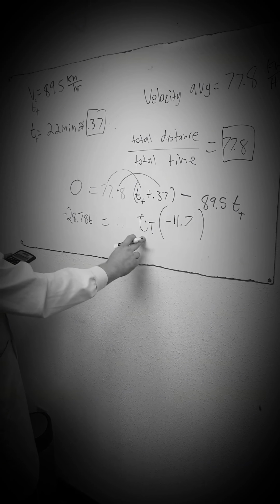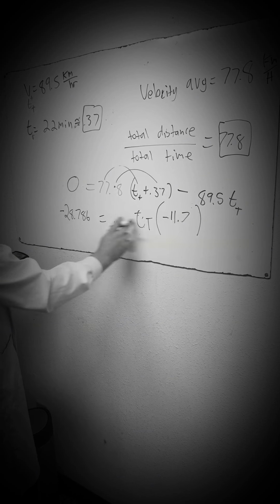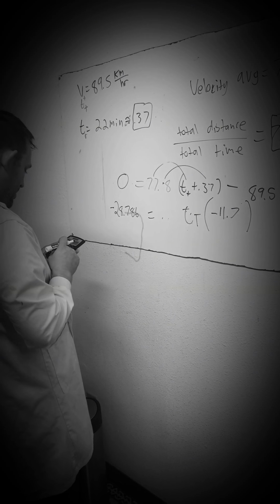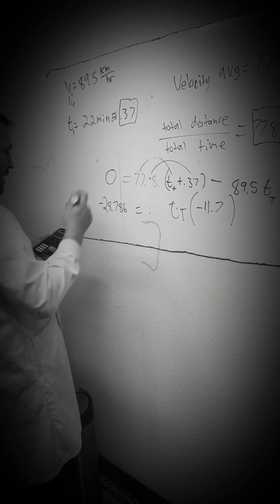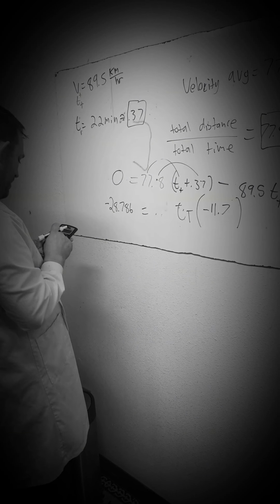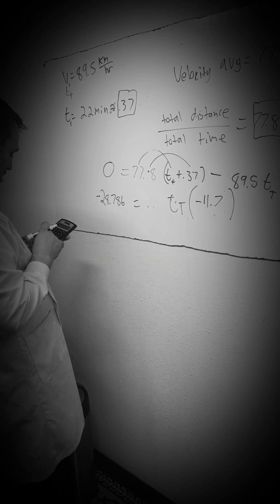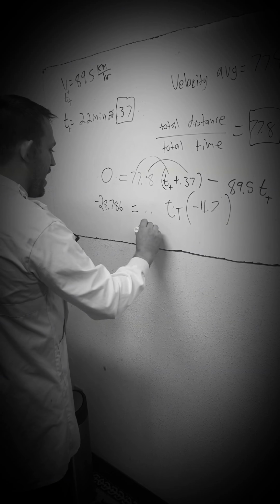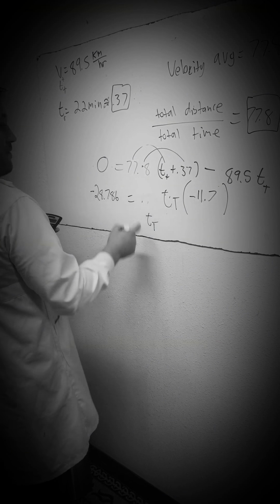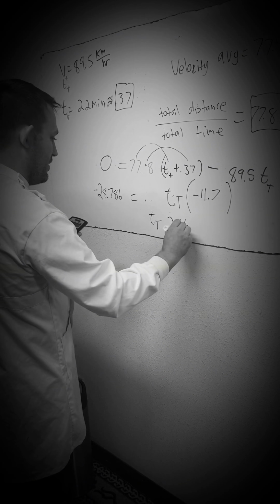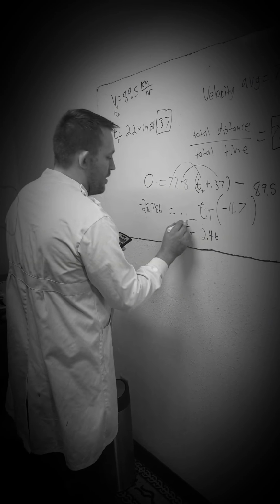Okay. And at this point you should be able to do this pretty easily, right? We have a number, we have a variable, we have a number. We're going to divide this number by that number to get that number. Okay, so 28. And I'm just going to do positive because they're both negative. Two negatives make a positive, right? 28.786 divided by 11.7 gives me a time of the trip of 2.46. Okay, so that's our total time of the trip so far.